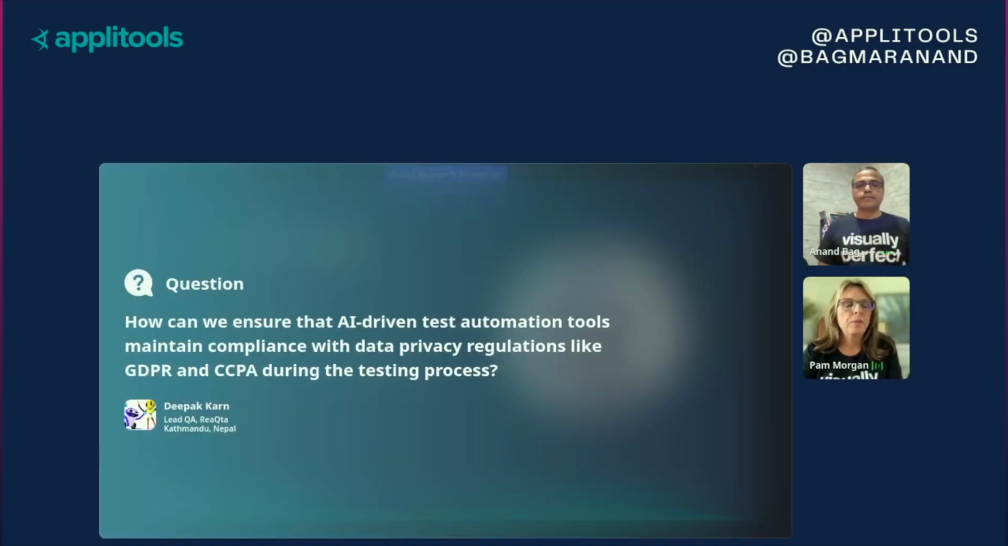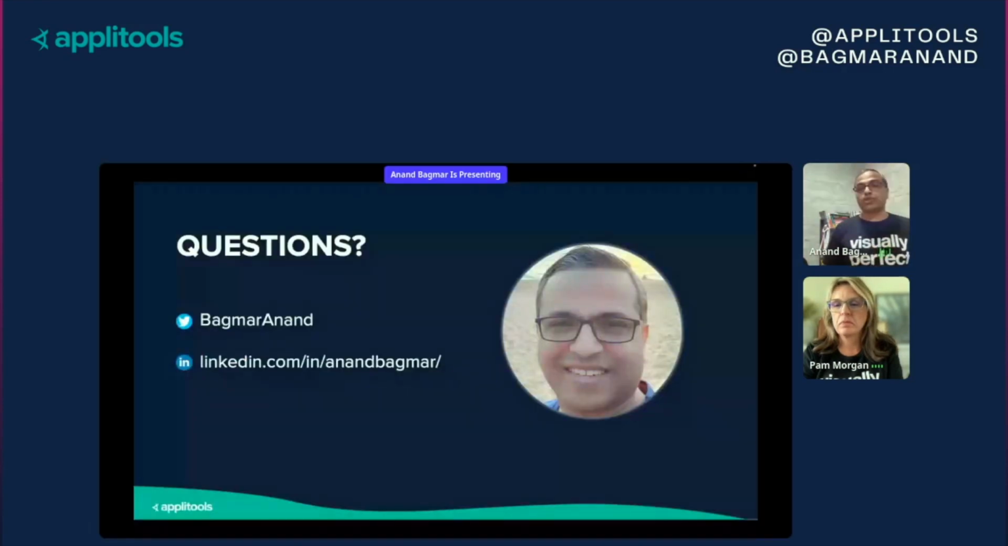Okay, this is interesting. Deepak wants to know, how can we ensure that AI-driven test automation tools maintain compliance with data privacy regulations like GDPR and CCPA during the testing process? Oh, it's a tough one, Deepak. It's a tough question. I don't know how we can ensure that.